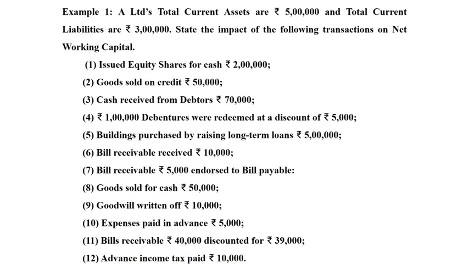Bills receivable received rupees 10,000. Bills receivable 5,000 endorsed to bills payable. Goods sold for cash rupees 50,000. Goodwill written off rupees 10,000. Expenses paid in advance rupees 5,000. Bills receivable rupees 40,000 discounted for rupees 39,000. Advance income tax paid rupees 10,000. Let us analyze how it will impact on working capital.